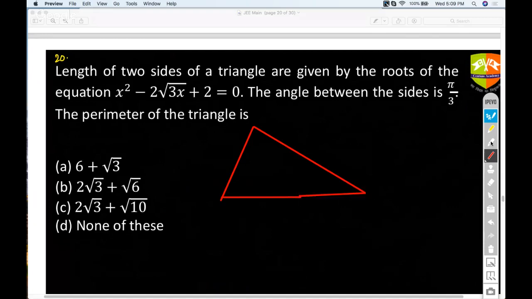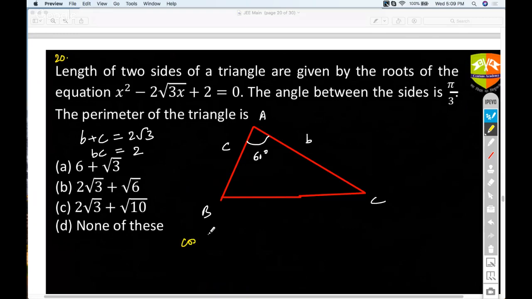So let's say we have this triangle ABC. Okay, so let's say I have been given these two sides, B and C, and the included angle here is 60 degree. So from this I can say B and C are the roots of this equation. So B plus C is 2 root 3 and BC is going to be 2. Correct?